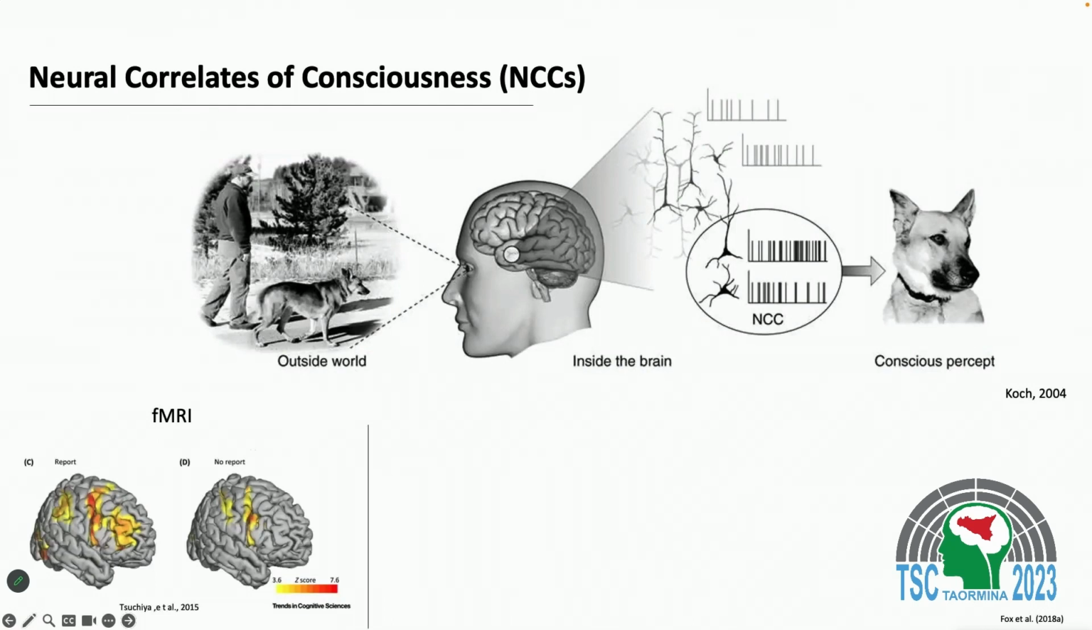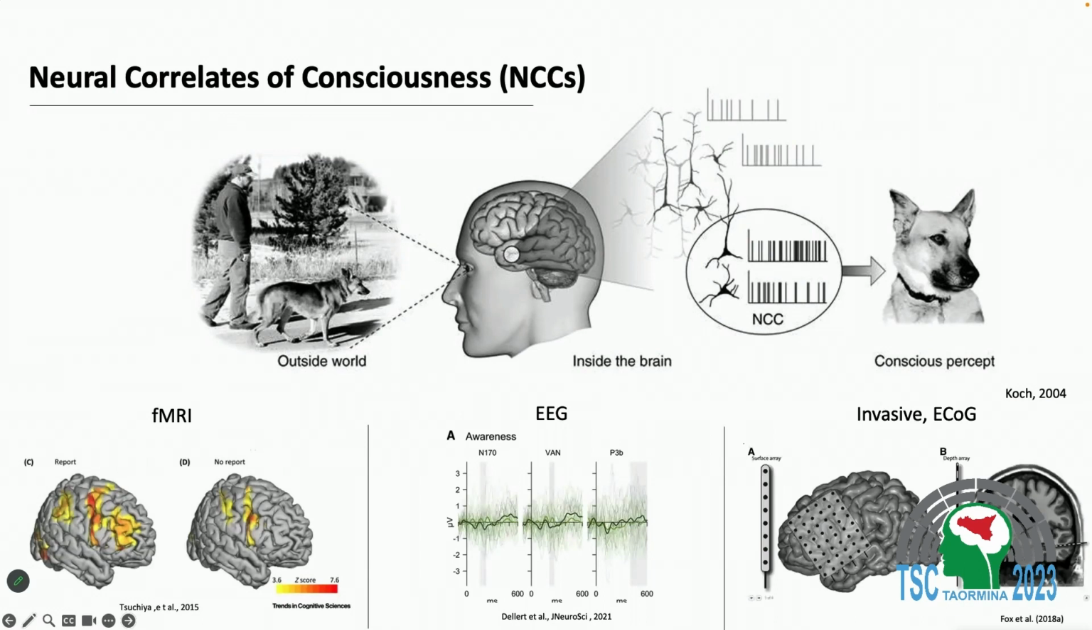Now, we are limited to the methods that we have, like functional magnetic resonance imaging, EEG, and more recently, more invasive methods like ECoG, where you put a net of electrodes over the exposed brain. And these methods have really been consistent with looking for the correlates of consciousness.